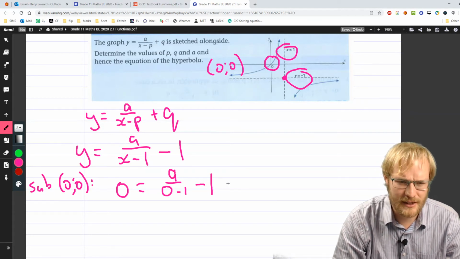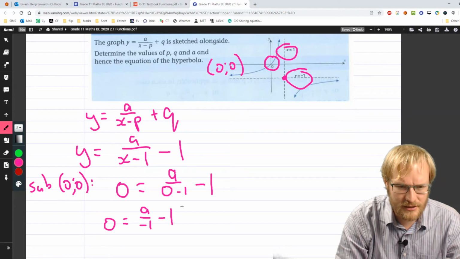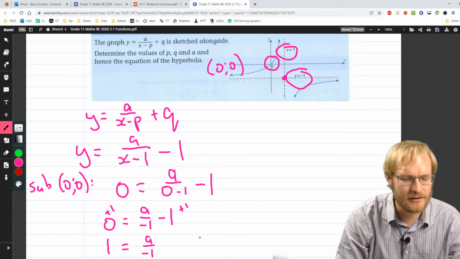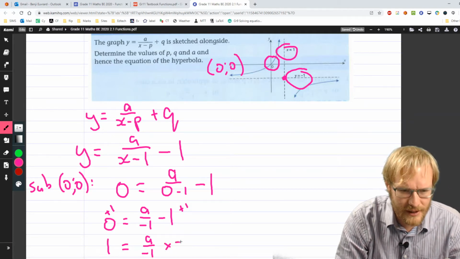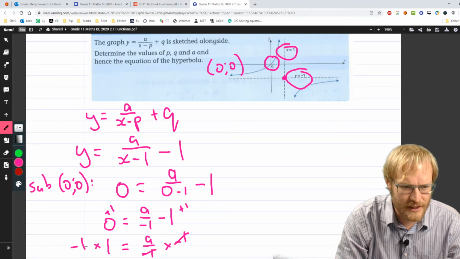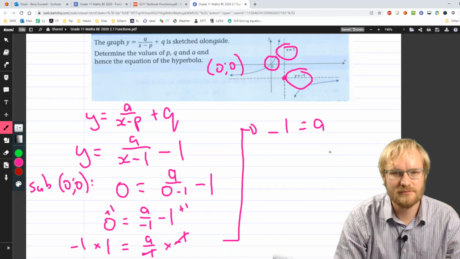Okay, let's keep solving this. 0 equals a divided by negative 1, minus 1. So let's add 1 to both sides of the equation. 1 equals a divided by negative 1. Now we just need to multiply that by minus 1, so those will cancel. What you do on one side, you do on the other. So negative 1 times 1, I'm going to go up here, negative 1 equals a. Great stuff.